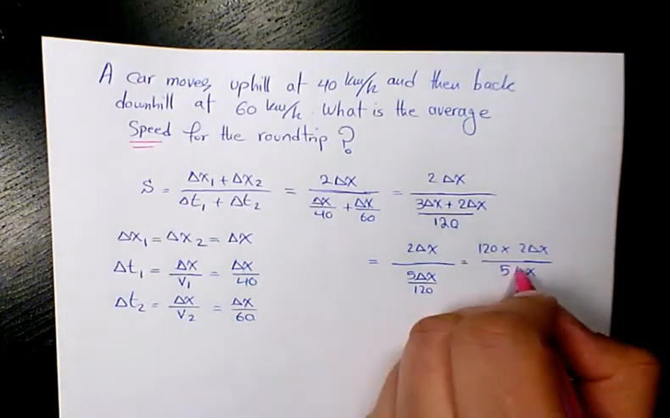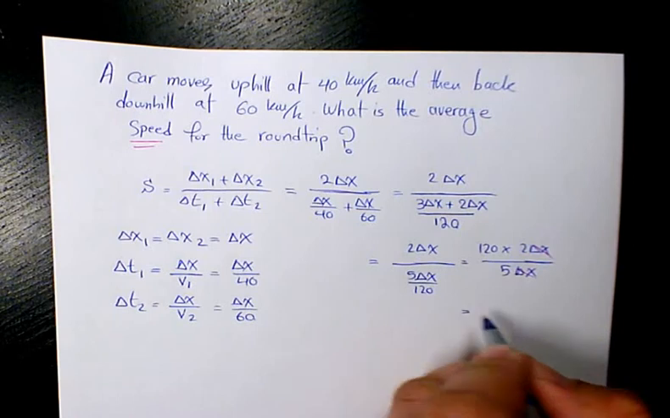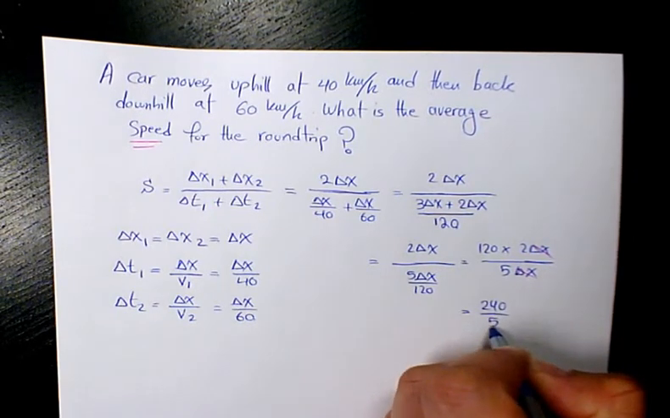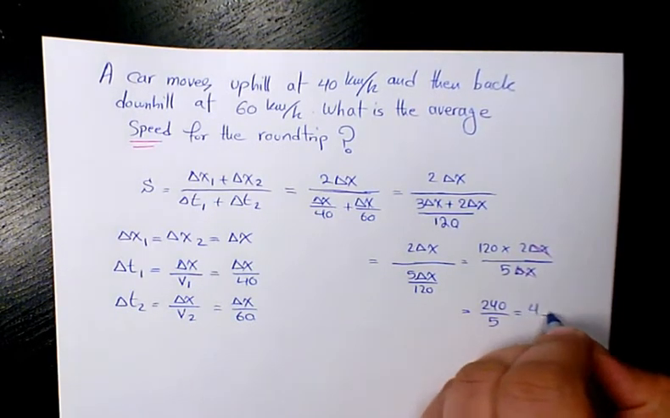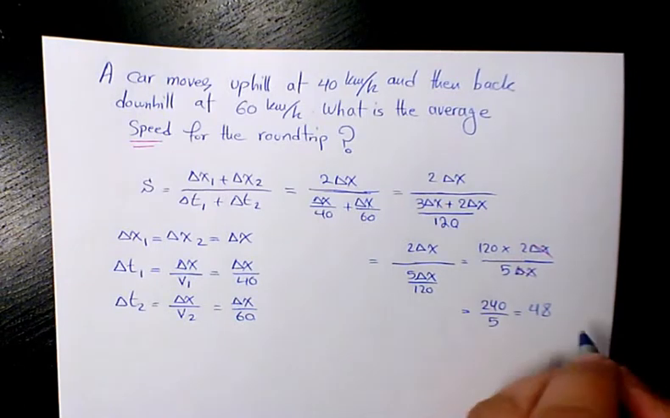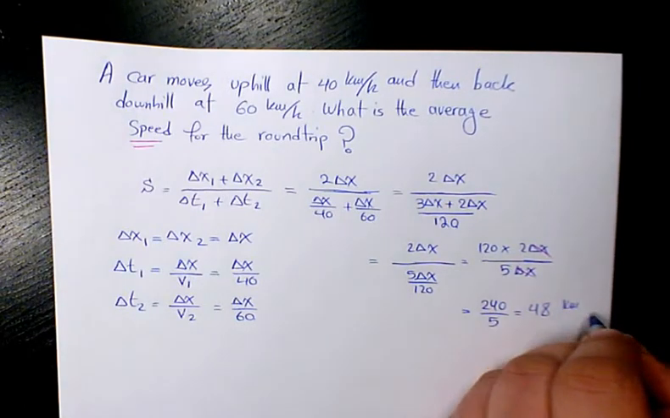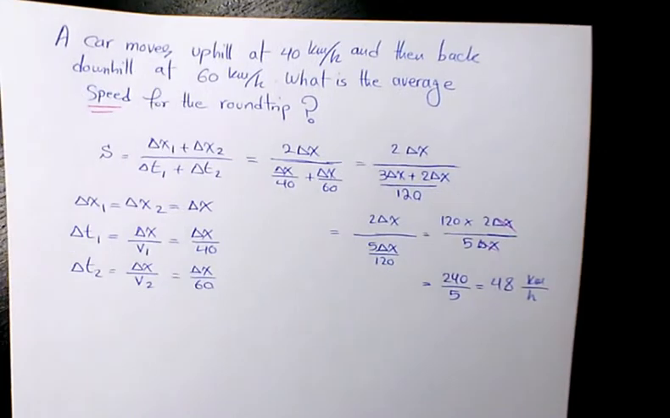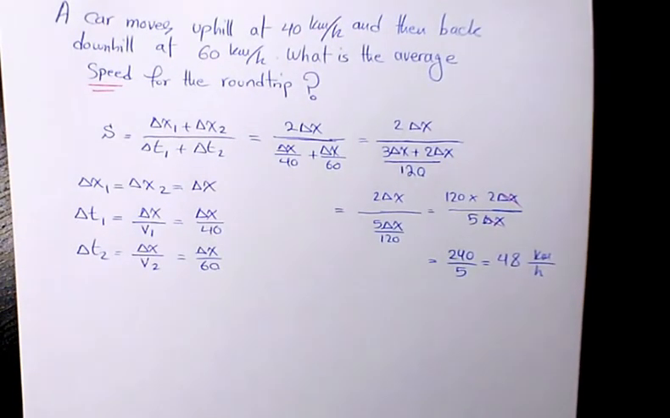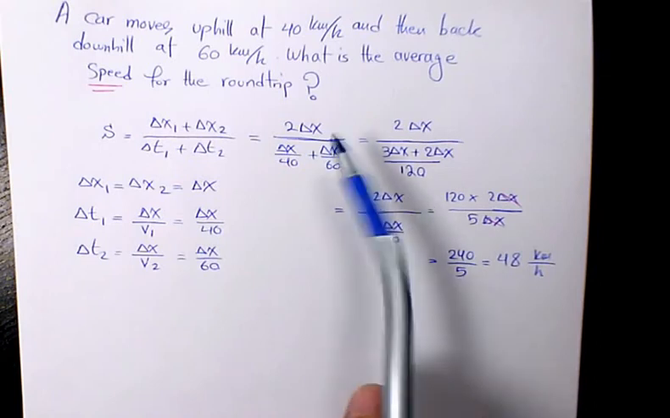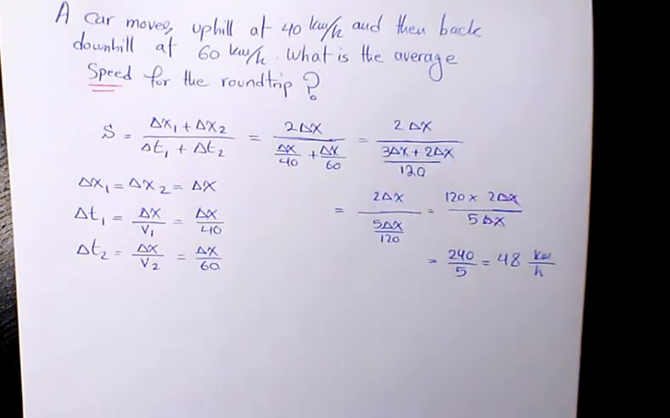Now delta x and delta x cancel out. We have 240 divided by 5. It's going to give us 48 kilometers per hour. So that's the average speed. If it said find the average velocity, in that case, since the distance for the two sides is going to be the same, the total displacement is going to be 0, so the average velocity is going to be 0 then.